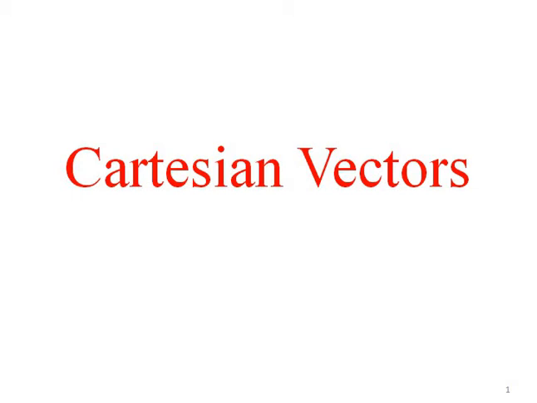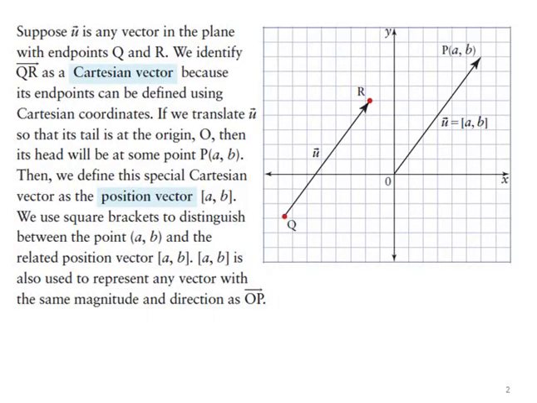Welcome to another video. In this video I want to talk about Cartesian vectors. Suppose we have a vector, we call it u, and this u is any vector in a plane with endpoints q and r. We identify vector qr as a Cartesian vector because its endpoints can be defined using Cartesian coordinates.